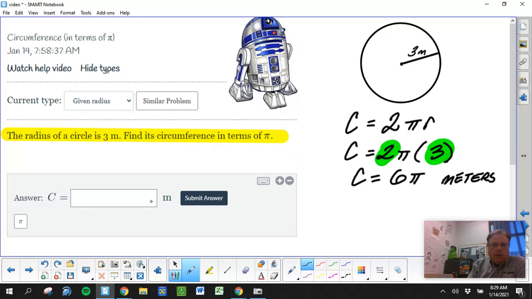Now, in my answer box, it already says m for meters, so I'm going to type 6 pi. So I type a 6, and then if you look down here is a pi button, and you'll click that, and a little pi will show up. Then you click Submit Answer, and you are done. Okay, so what did we really do? 2 pi r was 2 pi times 3, which gives us 6 pi. That's all we really did. And so all of this is explanation, but what we really did was just go 2 times 3 is 6 times pi. Boom, that's it.